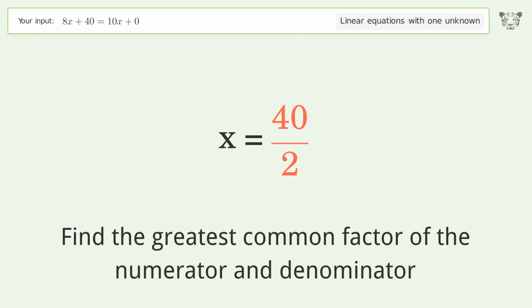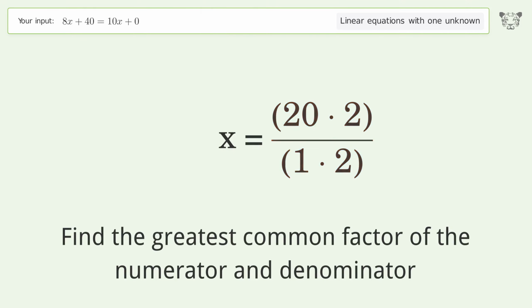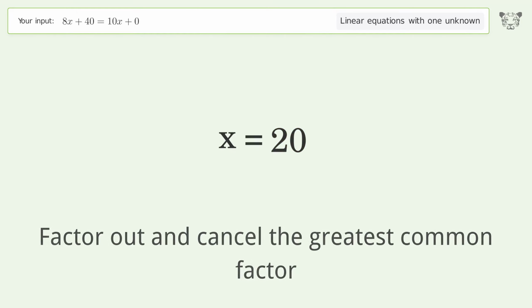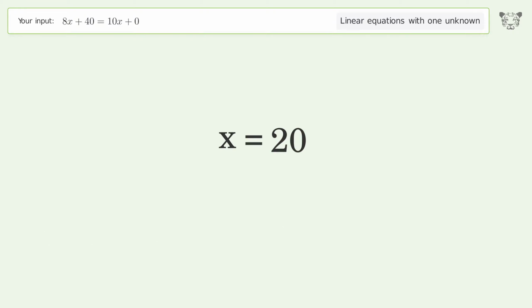Find the greatest common factor of the numerator and denominator. Factor out and cancel the greatest common factor. And so the final result is x equals 20.